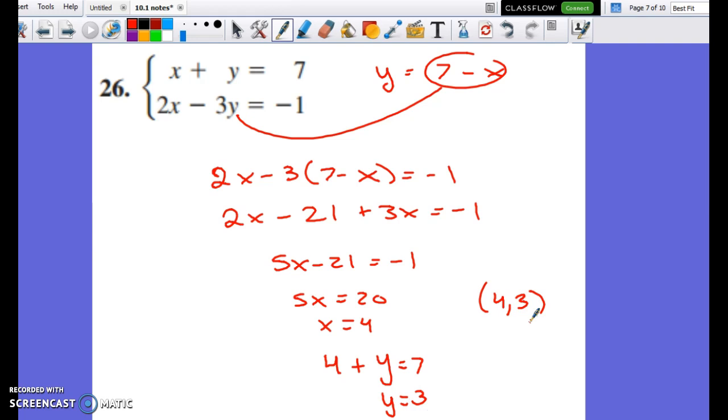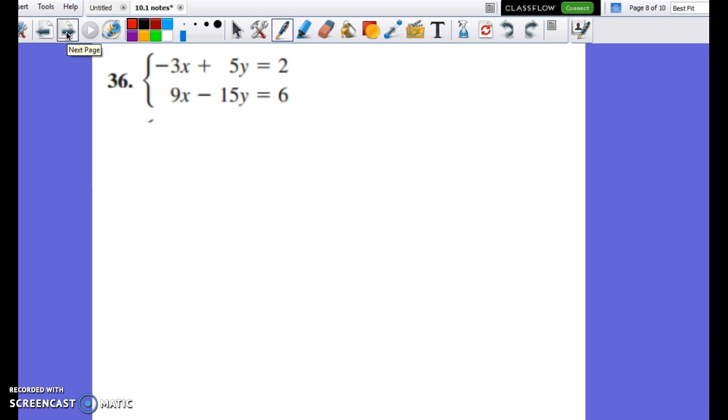If you want to try to do elimination as well, it doesn't matter. It doesn't matter which method you use, you're going to get the same answer. Okay? If you have a graphing calculator and you want to check it on there, that's totally fine. But just be aware that you have to do these without a graphing calculator.